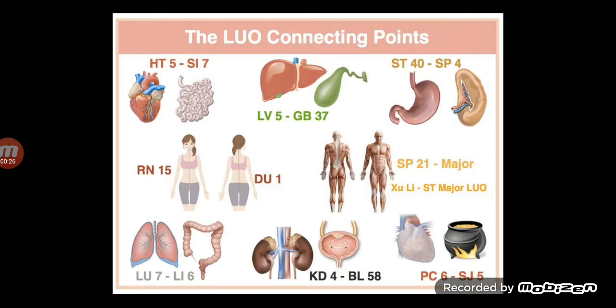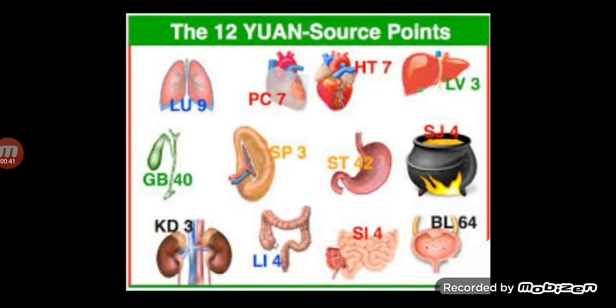You can find the location of these points on Google, like ST5, SI7, liver 5, GB37. But how to use them, that I am going to explain here. Whenever we diagnose a person, suppose the person is going through a liver issue, we will first select the Yuan source point because it is the major point, the main point. So we will select liver 3, LV3, right?